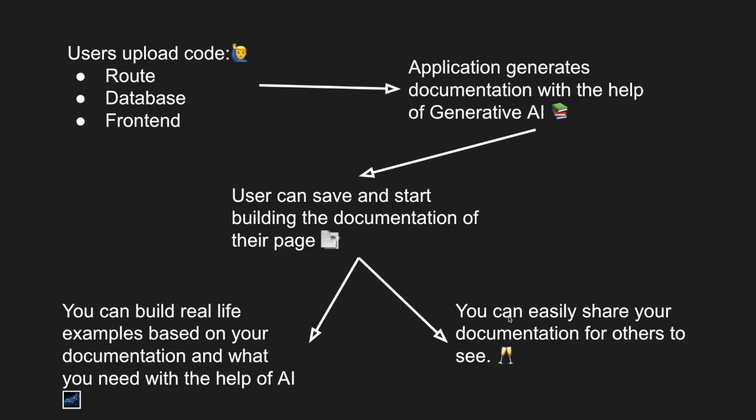So this is how the system works. First the user uploads their code, then the application generates the documentation and the user can save it onto their docs. Then they can generate real life examples on uses that they want to make, and then they also can easily share their documentation with others.